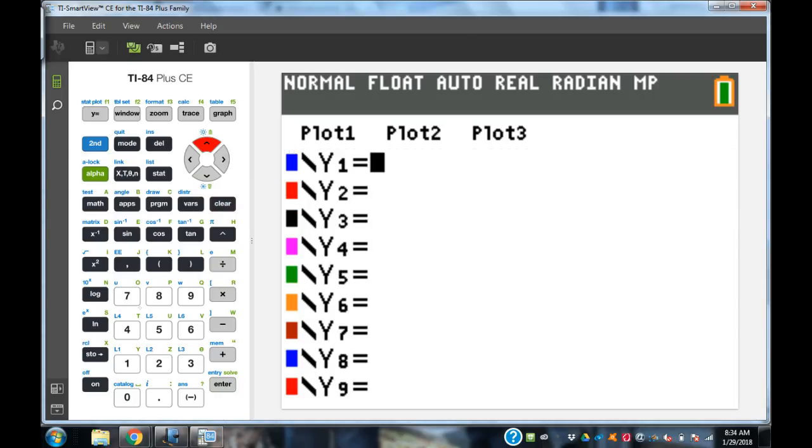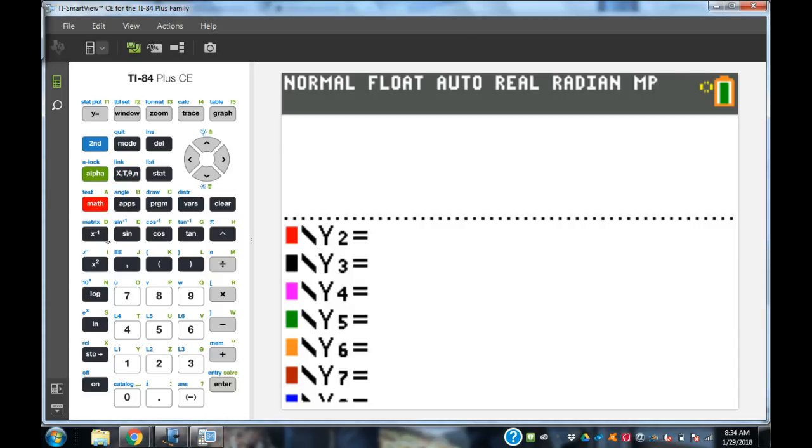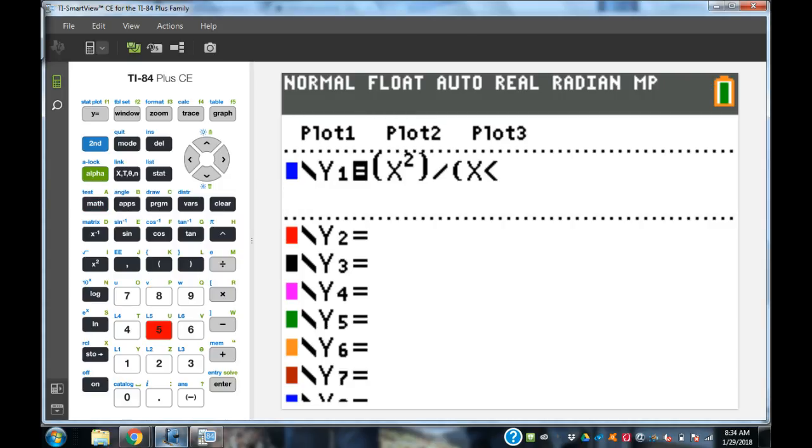Okay. All right, so the first function is x squared. I'm going to put it in parentheses, x squared, and then close the parentheses. Then I'm going to hit the division symbol, and this is where the inequality comes in. Parentheses x, and then I'm going to hit second math, and that gets me the inequality symbols. I need a less than, which is number 5, and then 2. And I'm going to graph just that part to make sure I did it right.